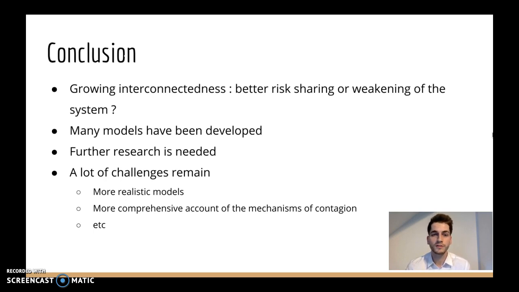The article was focused on the dynamics of contagion in the financial system and found another challenge for the research. This challenge consists in building more realistic models and getting a better understanding of the incentives of the individuals that develop this kind of networks. There is also the need to have a more comprehensive account of the different mechanisms that cause contagion within the financial system, as well as more research on phenomena like fire sales or information contagion.